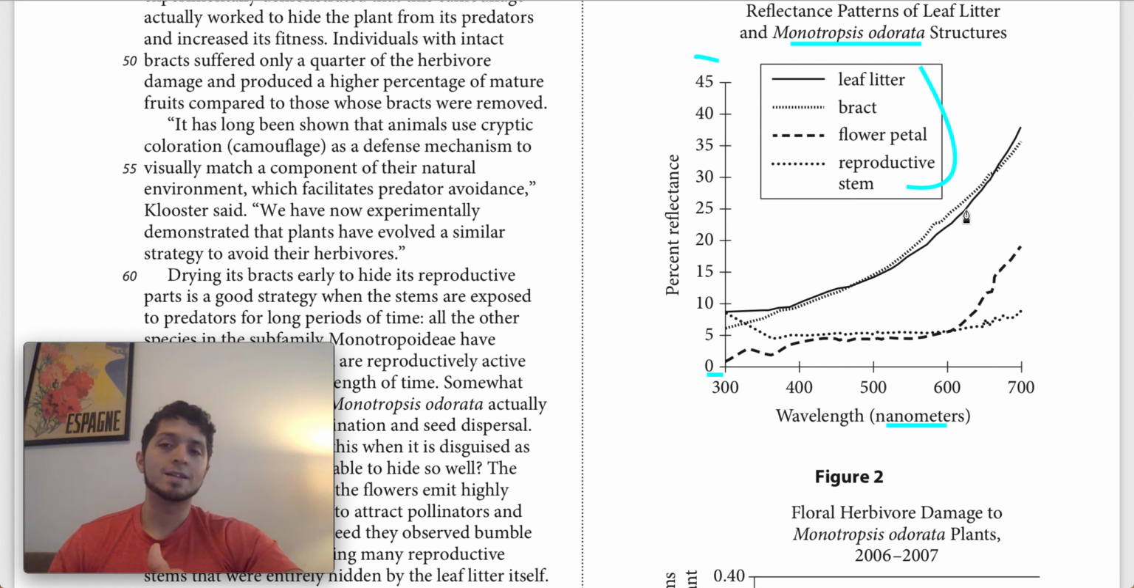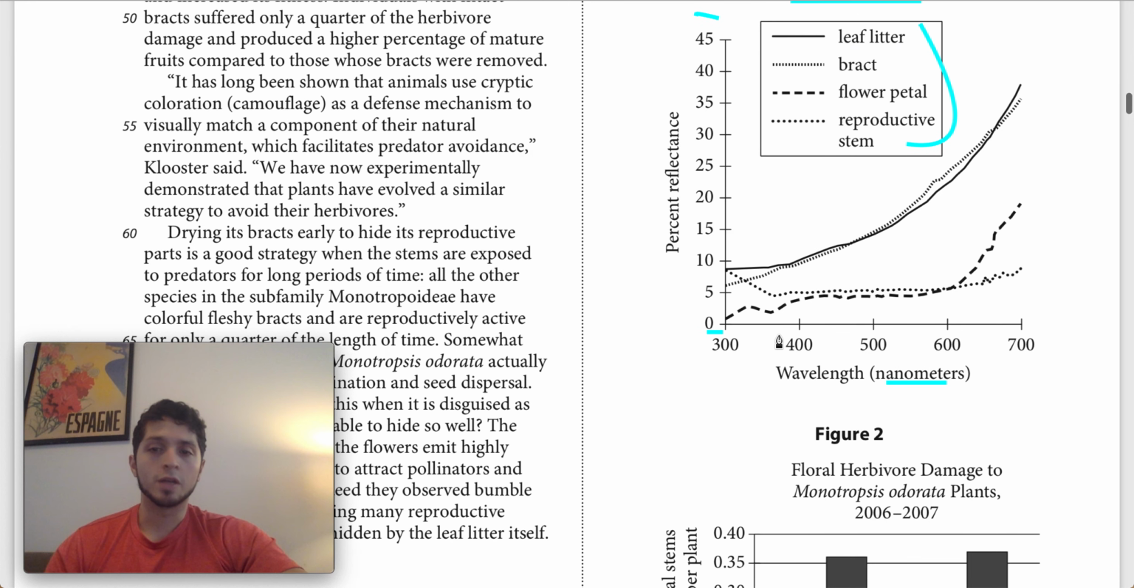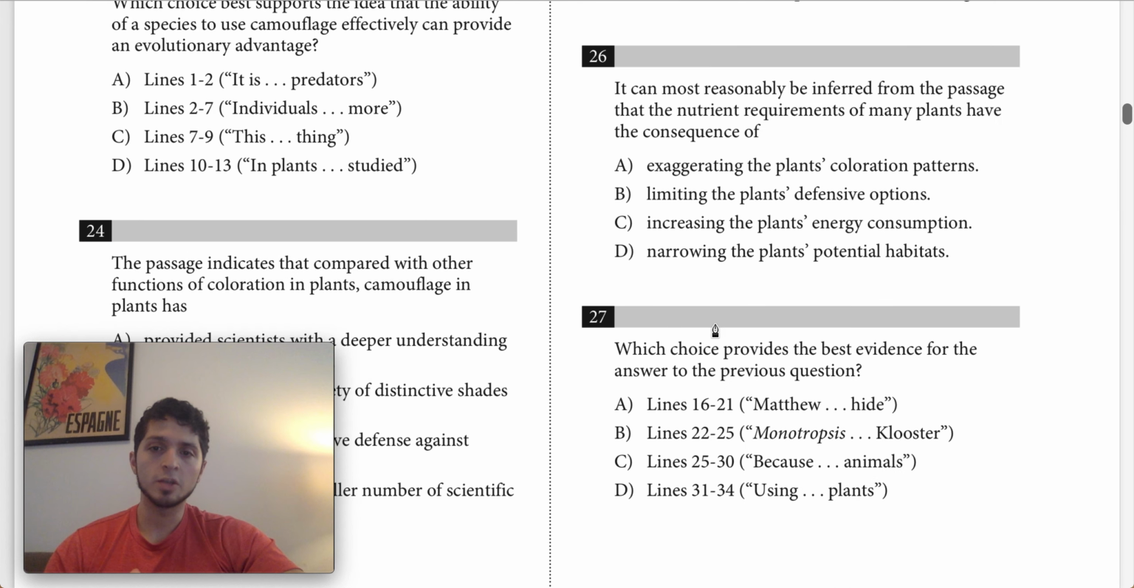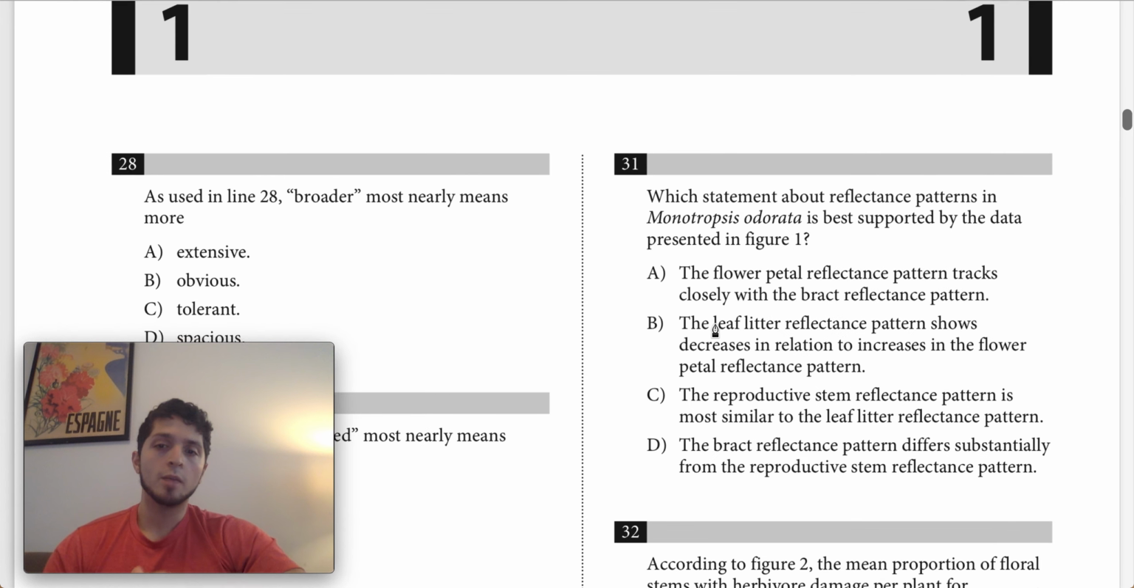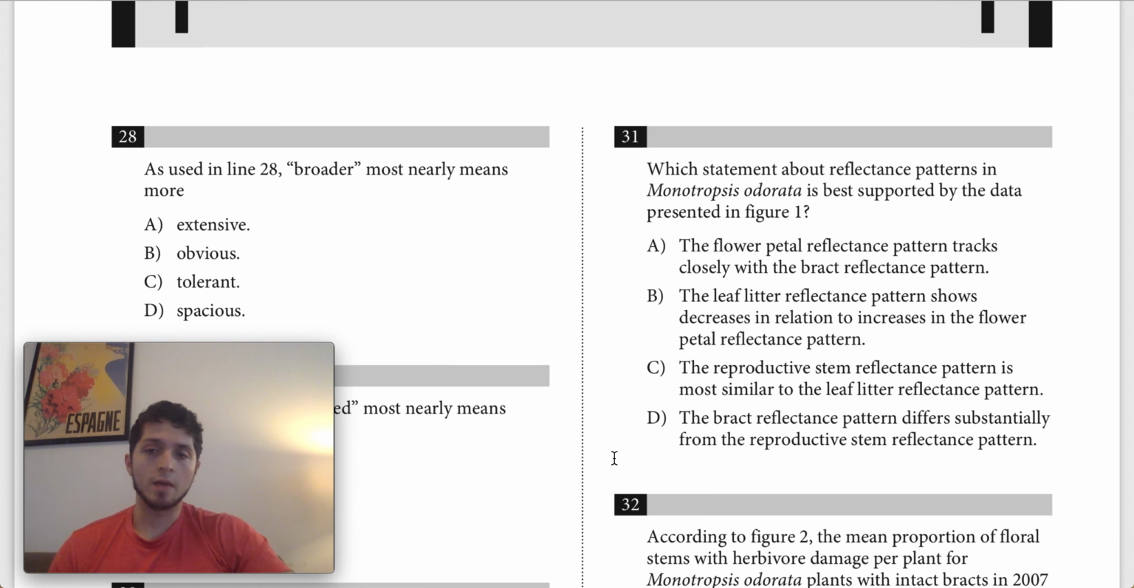So it would make sense to say that these 2 are rising together because the reflectance from both of them is essentially the same. And what this does is it allows the plant to blend in because this outer layer, this bract, is sort of blending in with the surrounding leaf litter, the surrounding environment. Whereas the flower petal and the reproductive stem are this different, brighter, purpley color, and they're sort of rising together, so they're not going to match the environment. That's why we need the camouflage. So we need a statement that's going to match it. Probably just going through them one by one is the best option.